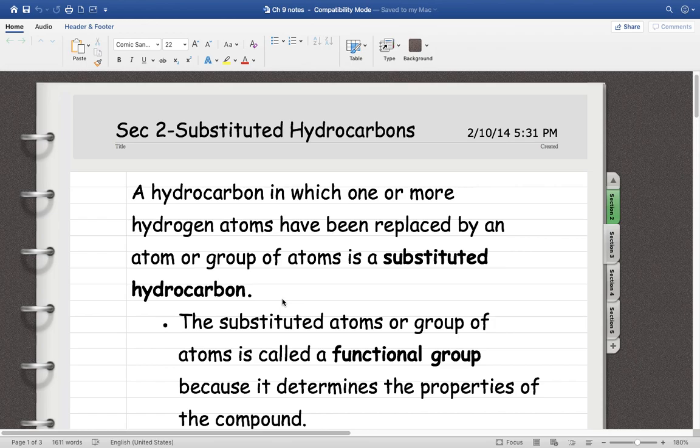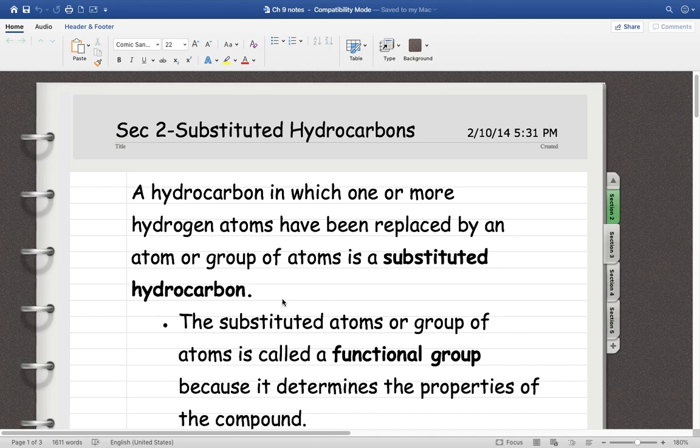So, all right, section two, substituted hydrocarbons. A hydrocarbon, remember, is anything that has carbon and hydrogen in it. That's why it's called a hydrocarbon. So a substituted hydrocarbon is any hydrocarbon in which one or more hydrogen atoms has been replaced by an atom or a group of atoms. So it's substituting a hydrogen for either an atom or a group of atoms.